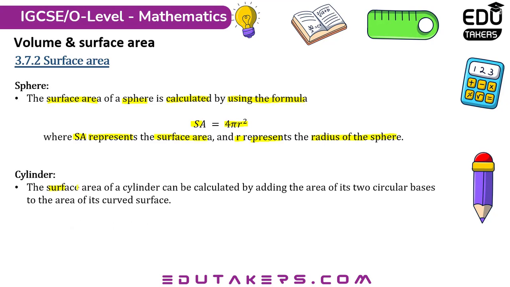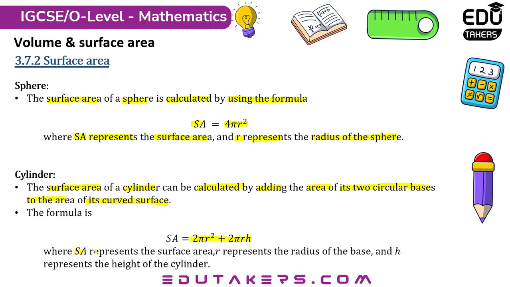Cylinder. The surface area of a cylinder can be calculated by adding the area of its 2 circular bases to the area of its curved surface. The formula is surface area equals 2 pi r squared plus 2 pi r h, where SA represents the surface area, r represents the radius of the base, and h represents the height of the cylinder.